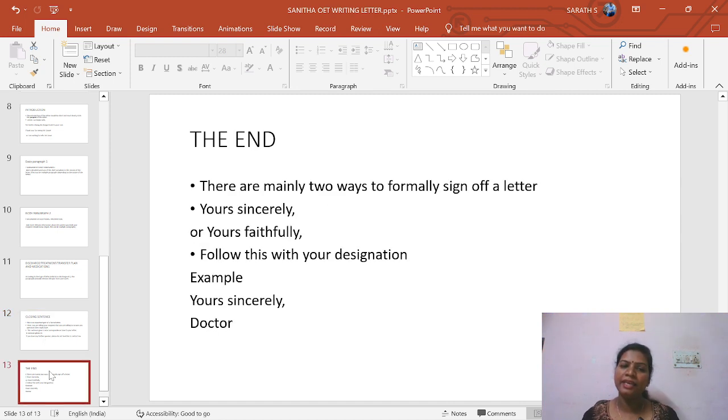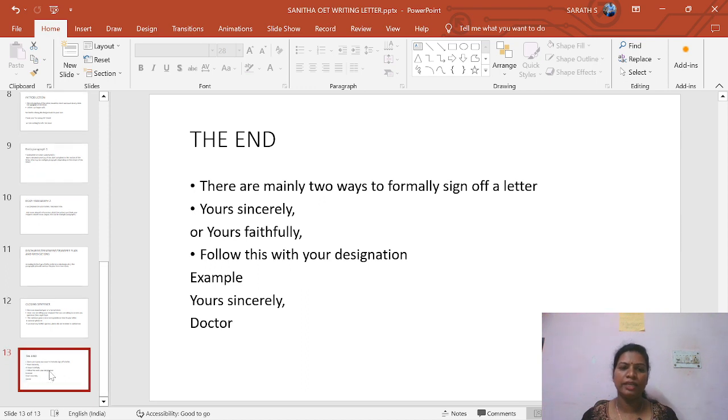At the end of the letter, there are two ways to formally sign off a letter. Either you can write yours sincerely or yours faithfully. Follow this with your designation, for example, yours sincerely, Doctor. Otherwise, with yours faithfully, you can write your name or the title or something like that. This is the format of the letter.